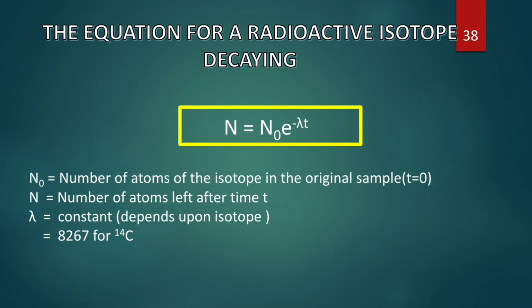Here we said that carbon 14, the radioactive isotope, undergoes decay. So the equation for a radioactive isotope decaying is as shown: N is equal to N0 e raised to minus lambda t. Here N0 is the number of atoms of the isotope in the original sample, N is the number of atoms left after time t, and lambda, as we all know, is a constant, but it depends upon the isotope. And for carbon 14, it's 8267.